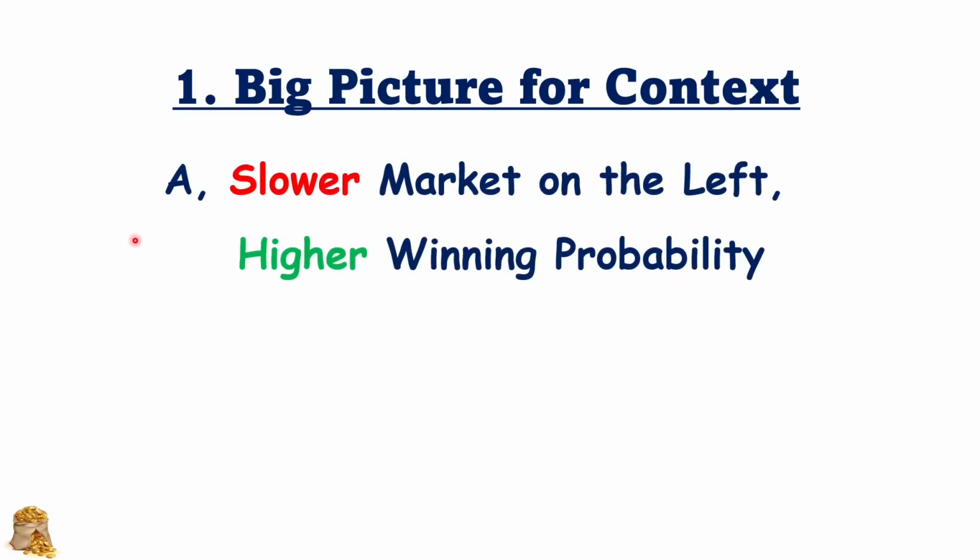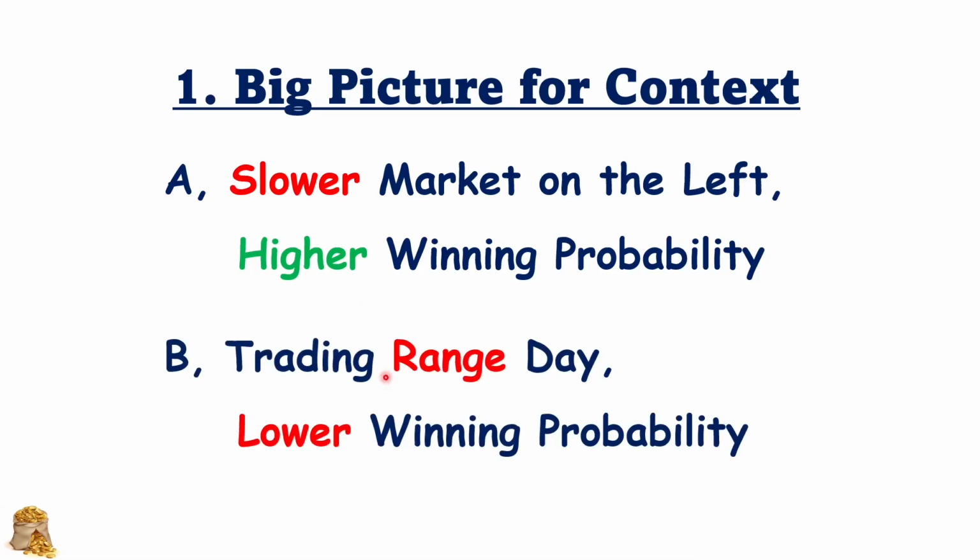The first thing is we need to focus on the big picture for context. Before the breakout or before the strong trend with a tight channel, if the market is very slow on the left, the probability for a winning trade at the 50% retracement is higher, and vice versa. And second, if the whole screen shows a trading range pattern, the probability for the trend to continue will be lower.